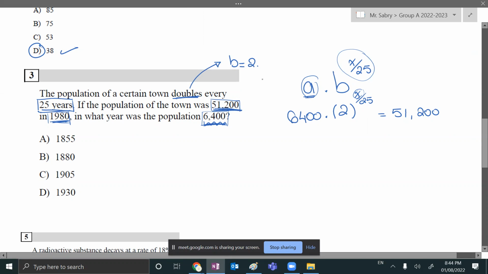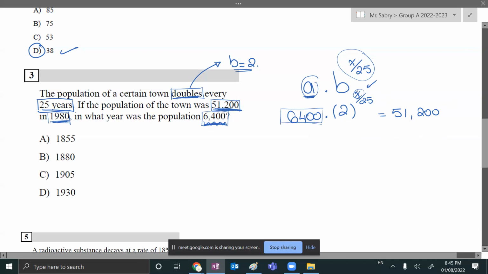Again, we substituted the things we know. We know that we started definitely with the smaller amount, which is 6,400. So we assumed that this is the initial value. We also know that the B must be equal to 2 because it doubles. We also know that this doubling happens every 25 years, so the power must be divided by 25. We knew that it should reach 51,200. The only thing we don't know is the years. So let's do that.